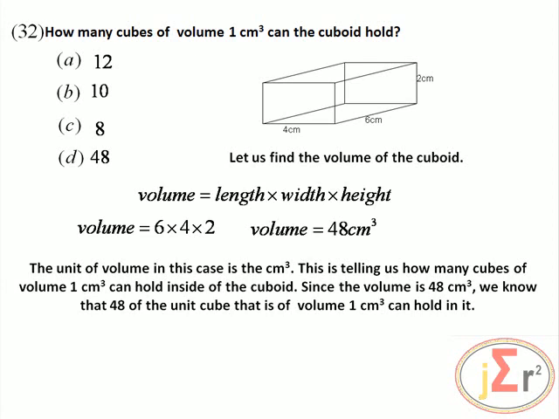Therefore, the number of cubes of volume 1 centimeter cube is 48. So that 48 that we have there is option D.